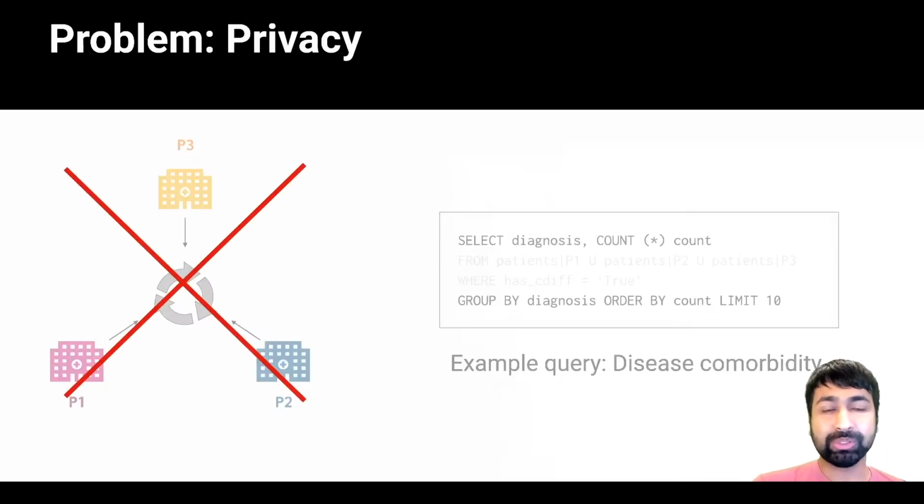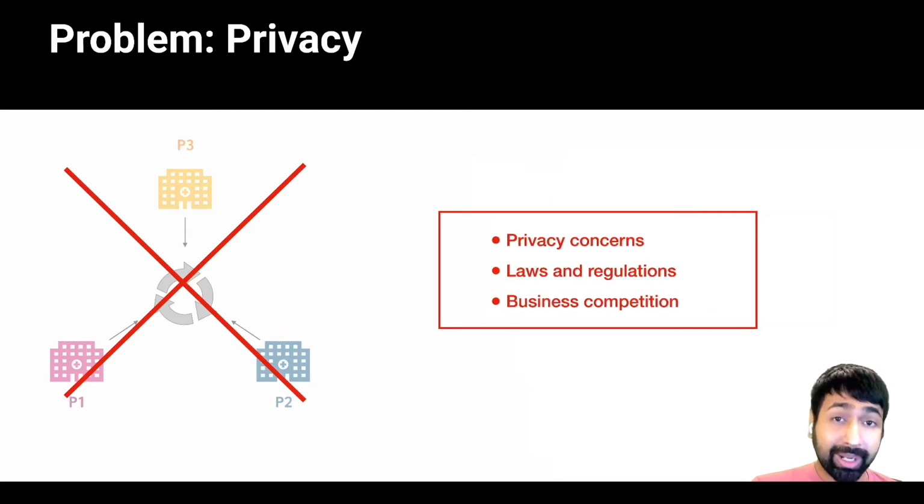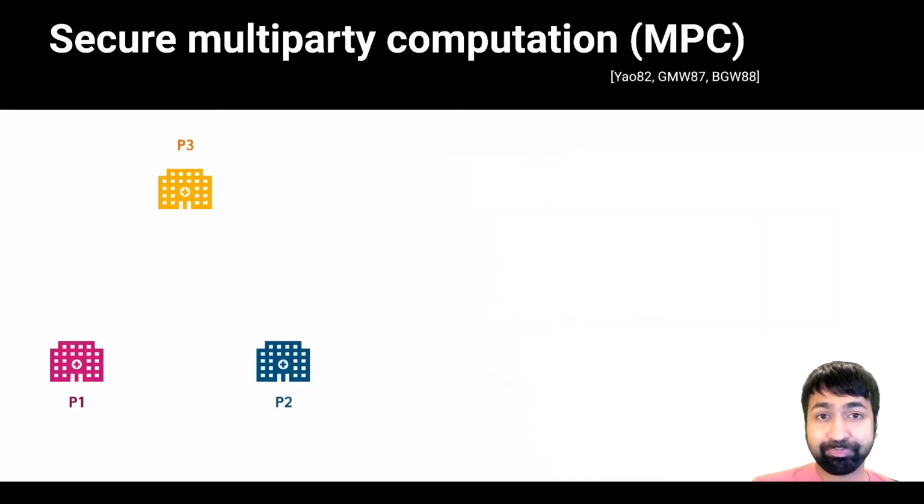Now, the problem with such collaboration, of course, is privacy. Organizations are often unwilling or unable to share their data with each other because the data may be highly confidential, and there may even be laws and regulations that prevent them from sharing their data in the first place.